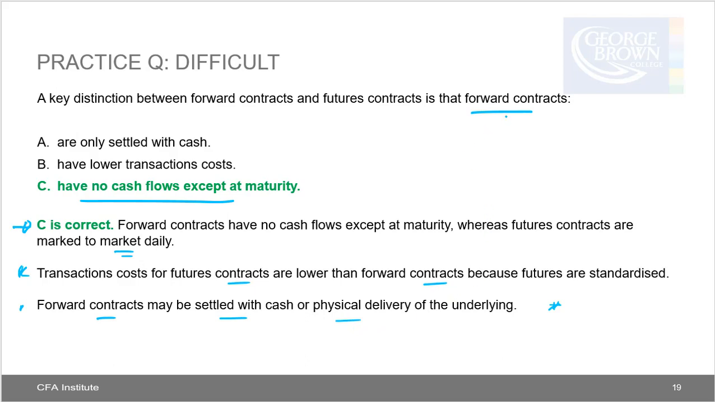So a quick exam tip here. When I'm looking at a question like this, I always read those last two words. I want to make sure I don't get it backwards. So I'll read that: forward contracts are only settled with cash? No, I make them into true or false questions. That's false. Forward contracts can also be settled with physical delivery of the underlying. Forward contracts have lower transaction costs? No, that's a false. Forward contracts are customized agreements. That's going to be more expensive than a standard agreement. Forward contracts have no cash flows except at maturity. Yeah, that's a true. And so I'm looking for the true answer.